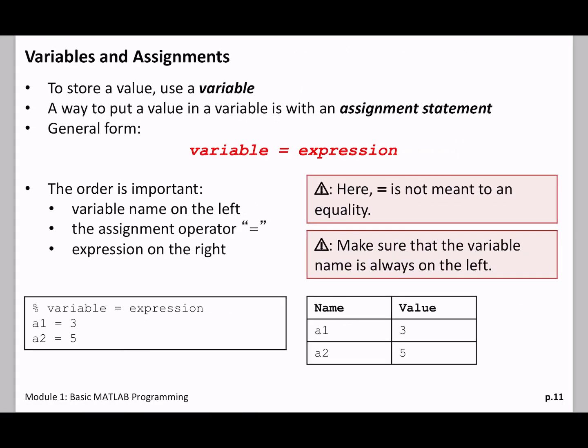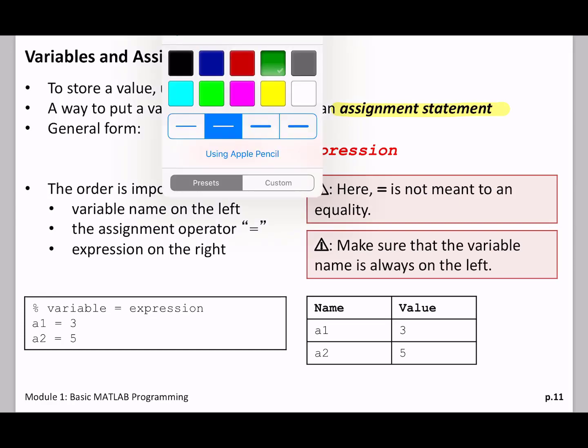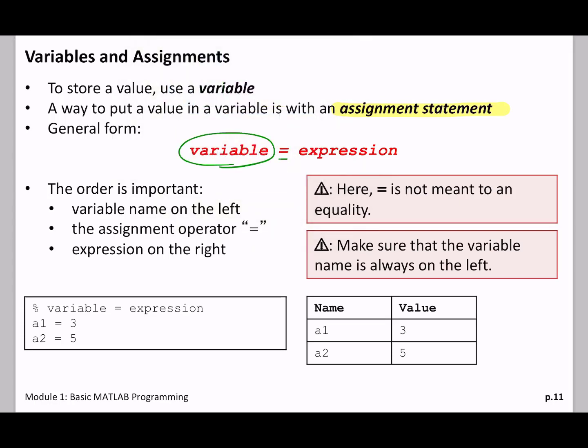Alright, so a variable you can think of as storage, where you store a single value or multiple values. A way to put a value in the variable is the assignment statement. The general form is variable, equal sign, and expression. Once we run this statement, the value from the expression is assigned to the variable.